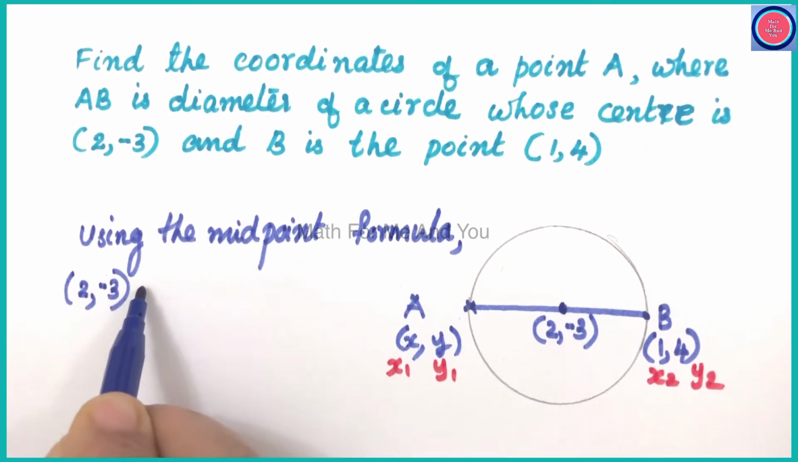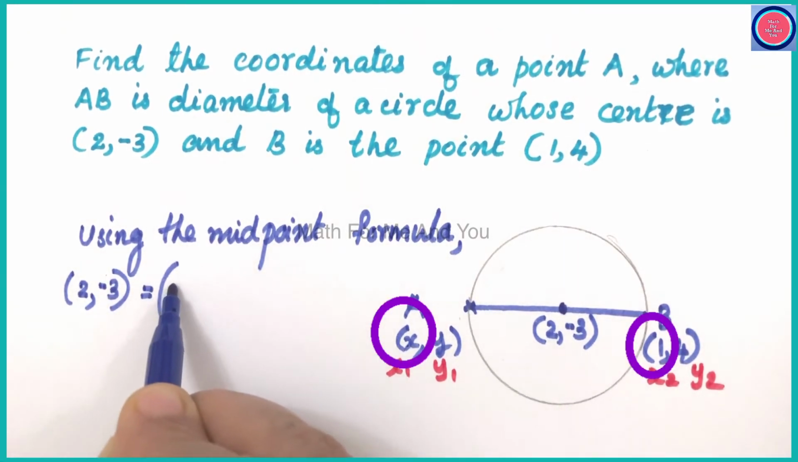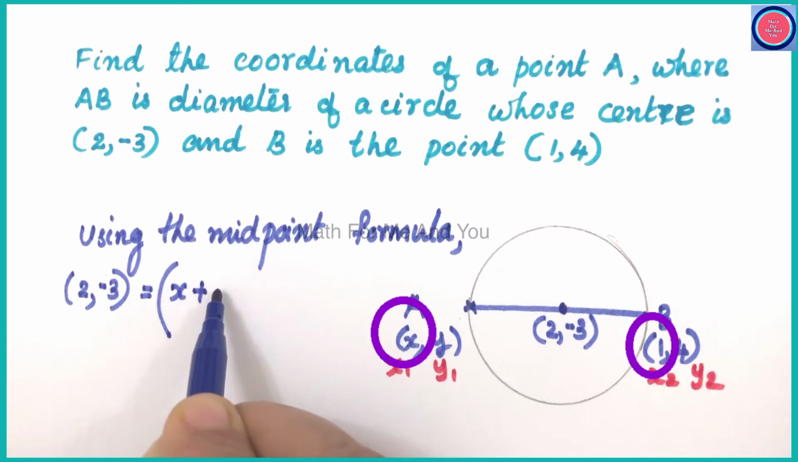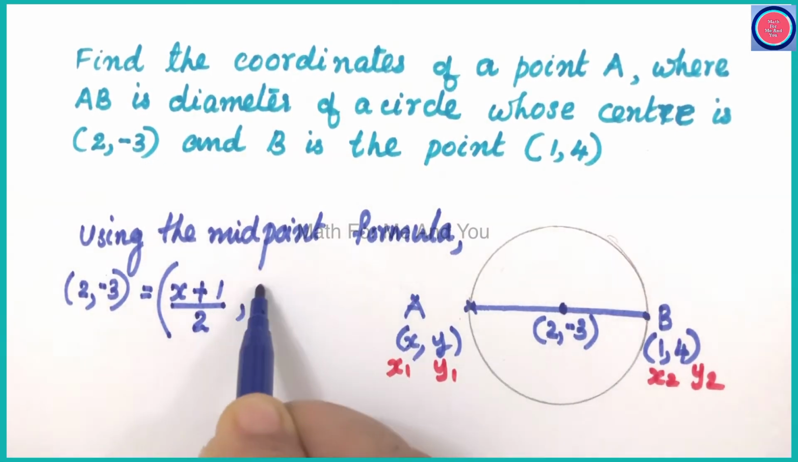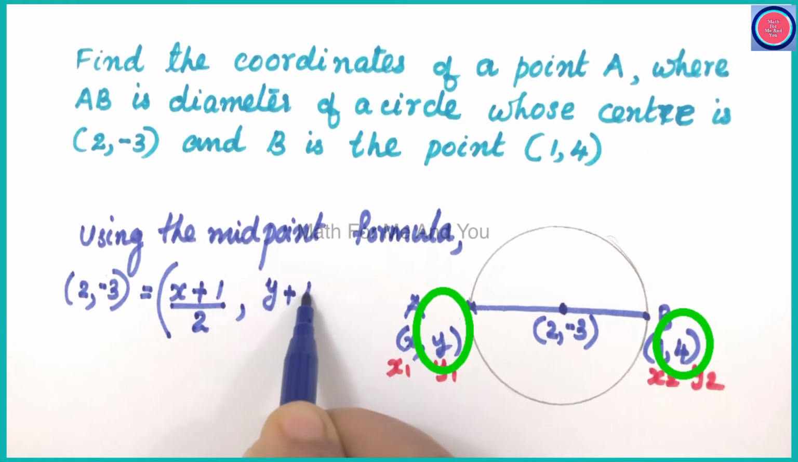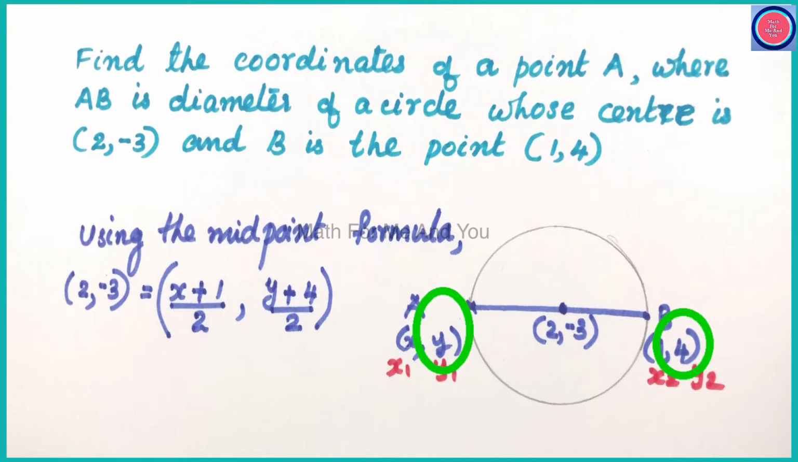The center is equal to, when we use the formula, what we get? x1 plus x2 over 2. This is the x coordinate of the midpoint. That is x plus 1 over 2. And y1 plus y2 over 2. It becomes y plus 4 over 2. And now we can compare the x coordinates.